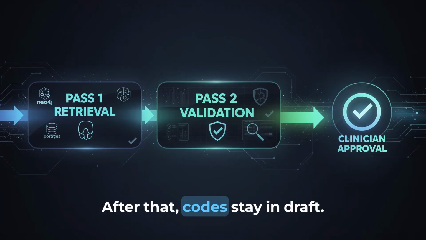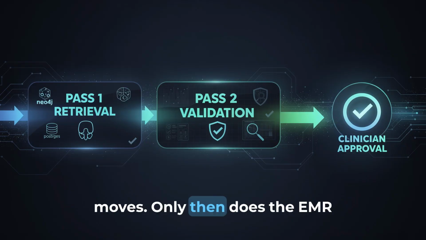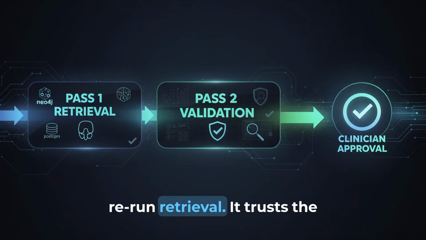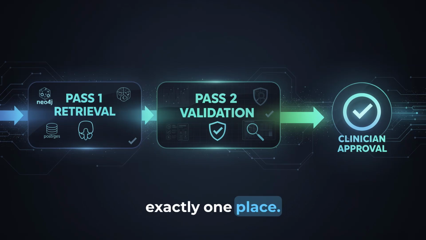After that, codes stay in draft. A clinician approves before anything moves. Only then does the EMR agent submit, and it does not rerun retrieval. It trusts the approved draft. Coding logic lives in exactly one place.